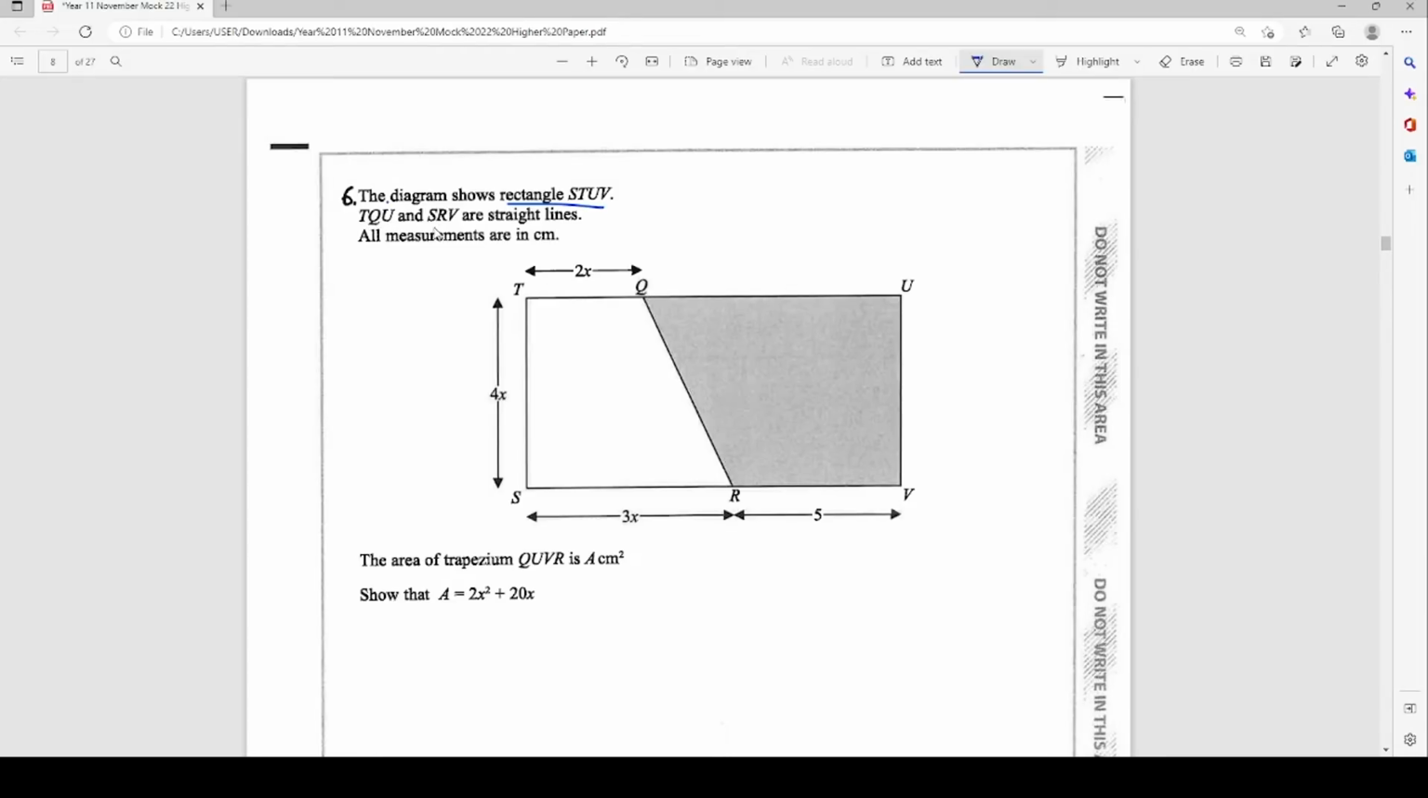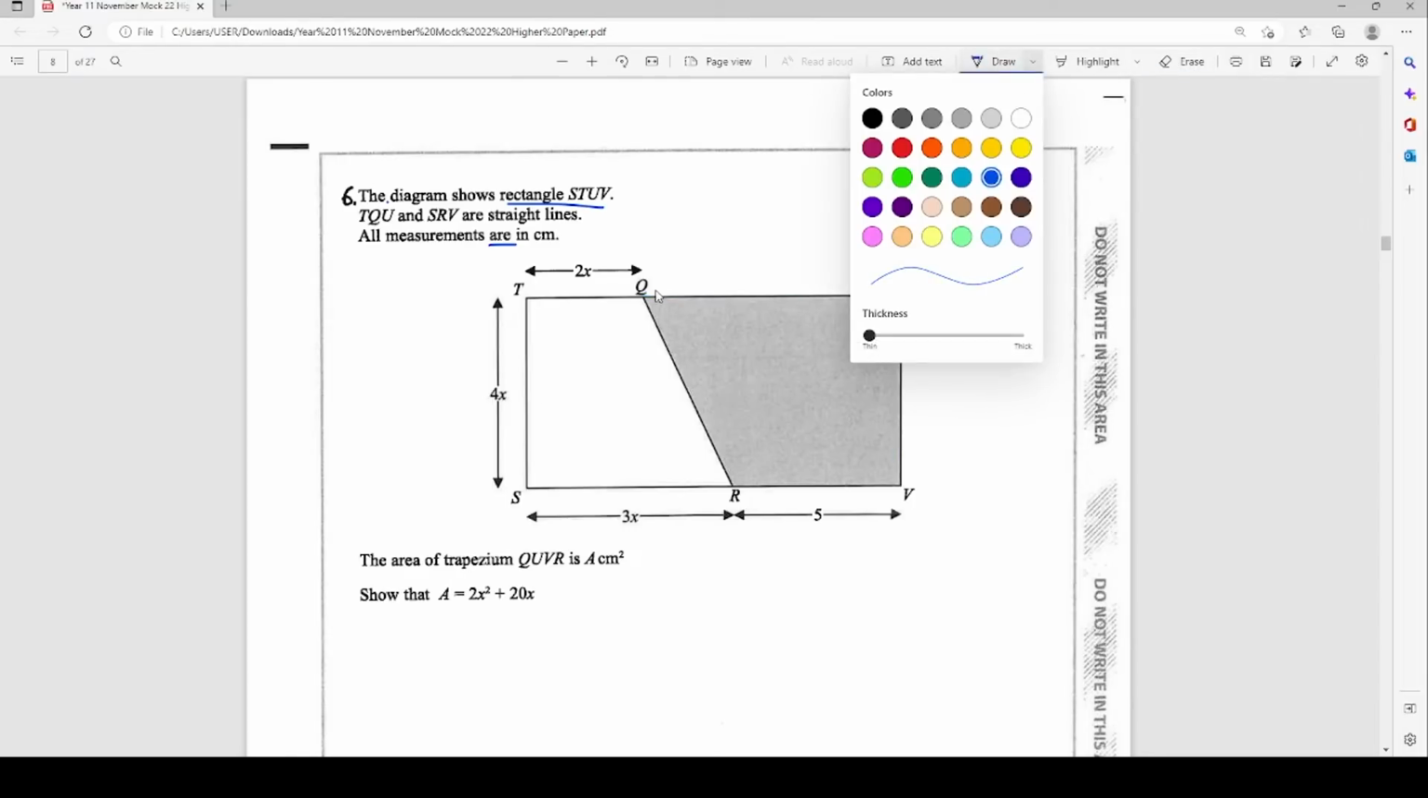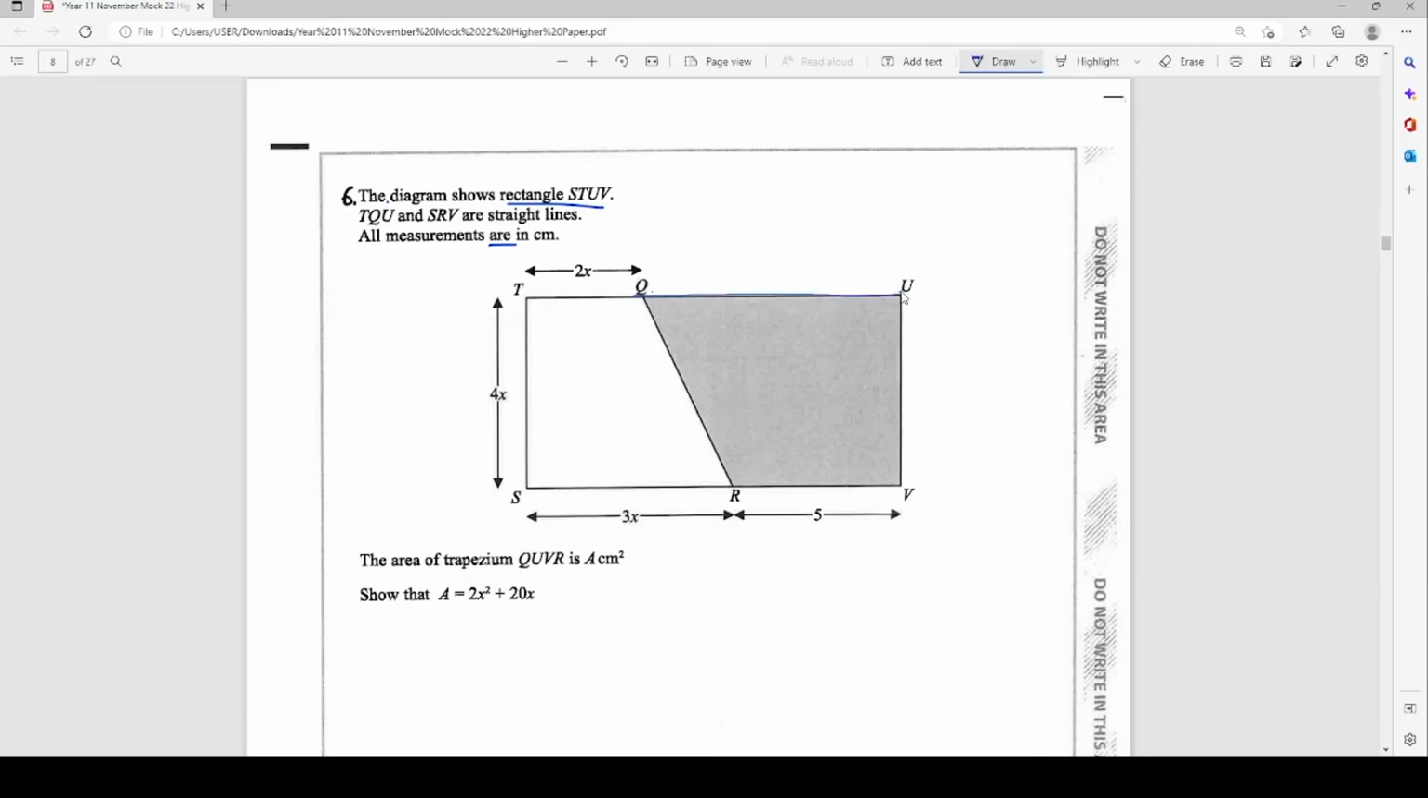TQU is one line and SRV is one line. All measurements are in centimeters. The area of the trapezium QUVR, this trapezium that we have here, is given to us. Let me go for a little thinner pen. I prefer using pens which are quite pointed. This is much better than the previous one. So the area is in centimeter square. Show that this is the area. Okay, fine. This is a trapezium.